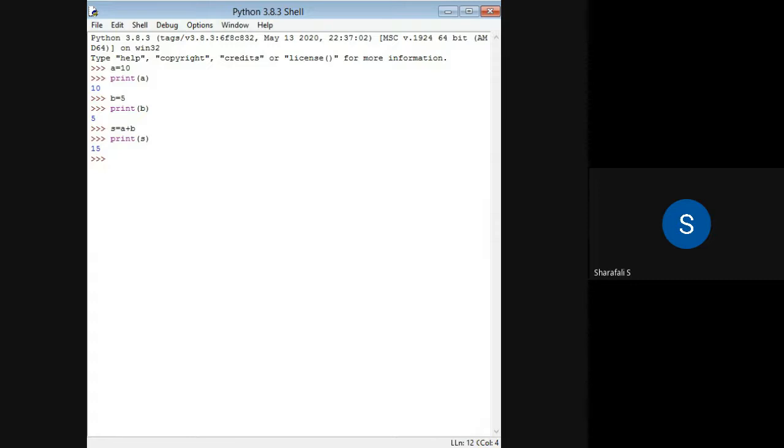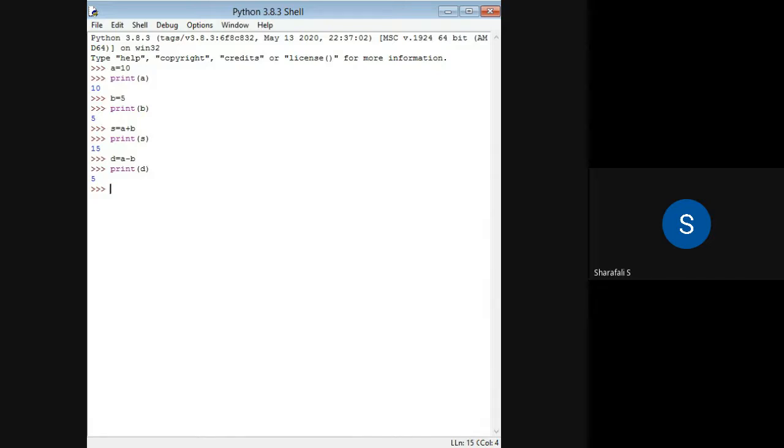And then you can also do other operations like d equal to a minus b, that is another arithmetic operation. And if you want to print that d, that is difference, that's why I'm using d, we will be getting 5.